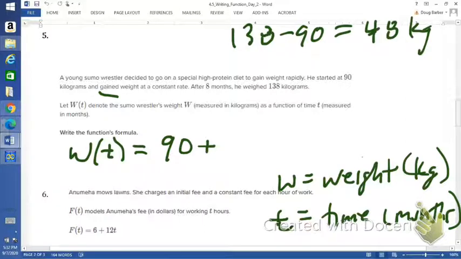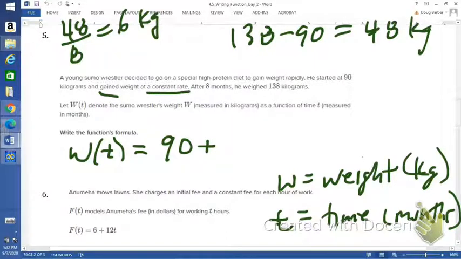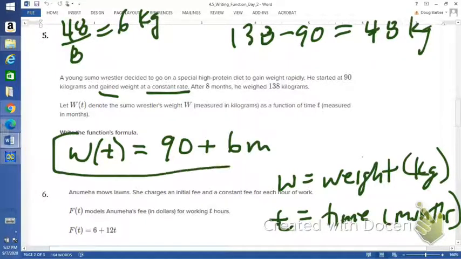So what's that per month? So 48 divided by 8, that's 6 kilograms. So we know that the weight added is constant, so it's the same every month. So he adds 6 kilograms of weight per month. So here's our function rule. And that's all that particular problem asks of you.